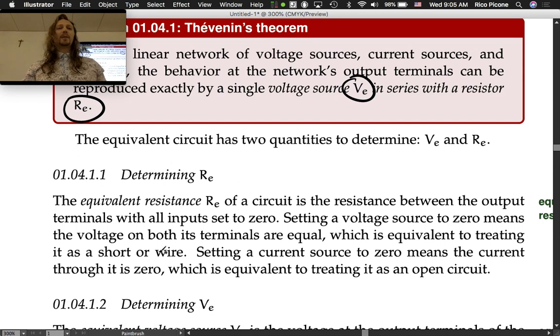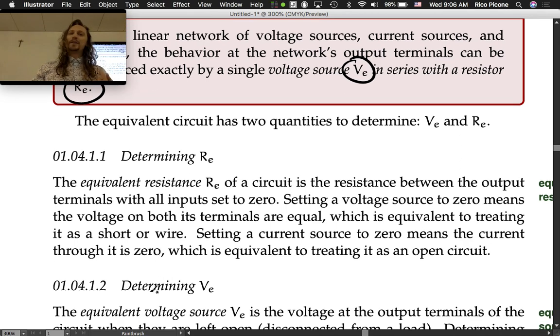So, determining RE. It actually doesn't matter which one you do first. You can find RE or VE first. It's typical to start with RE because it tends to be a little easier. So I think a lot of people go with that. So let's just do that. The equivalent resistance, RE, of a circuit is the resistance between the output terminals with all input terminals or all inputs set to 0. So you set all of the inputs or the sources to 0, and then you find what the resistance is between the output terminals.